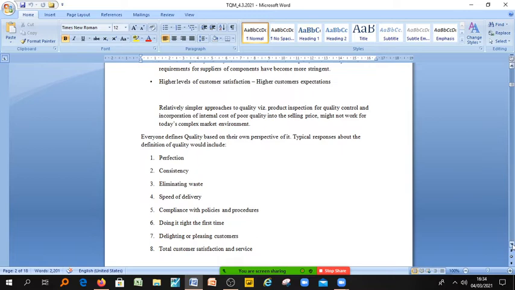Then eliminating waste. Quality can be in terms of eliminating waste. Remember when we were looking at the 7 wastes, when we were looking at lean production, where we saw that it involves eliminating waste, removing variability. Are we together?